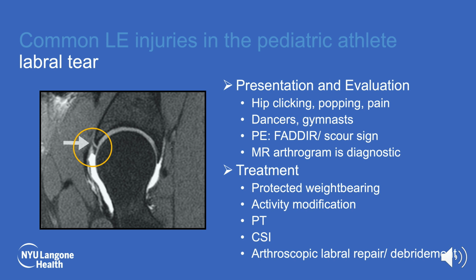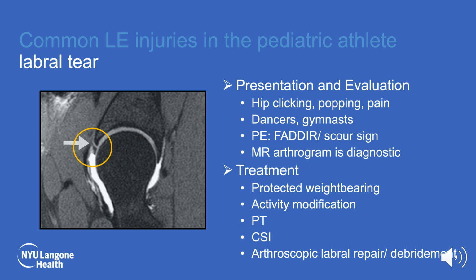Your exam will be your FADIR test, the flexion, adduction, internal rotation, also known as the impingement test. But this is actually going to allow you to catch the unstable labrum. It's sort of analogous to a McMurray's, and then actually the scour sign, in which you try to entrap it, is more like the McMurray's. An MRI arthrogram again is diagnostic.